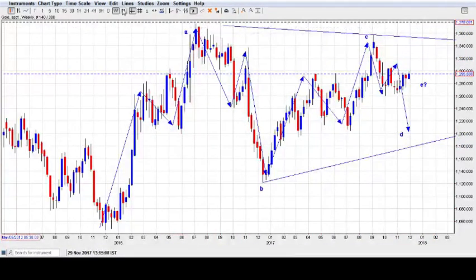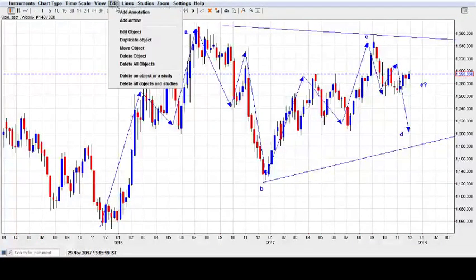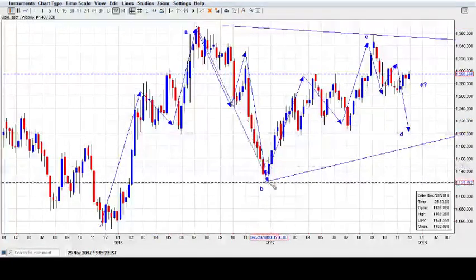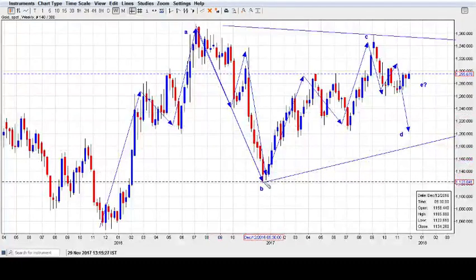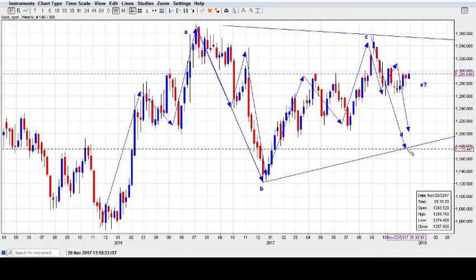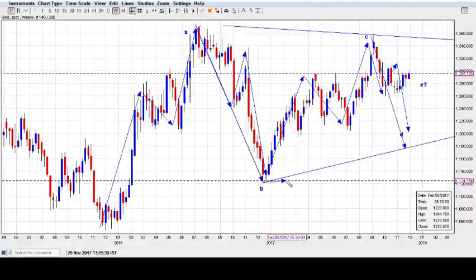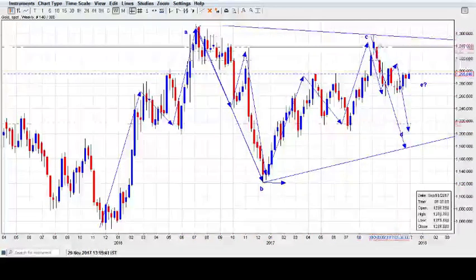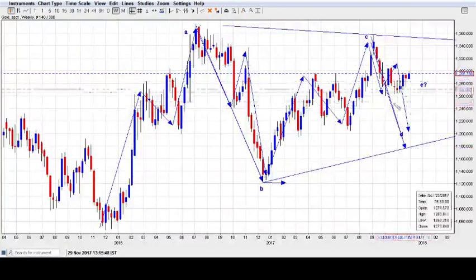Please remember the correlation for wave D would be with B and D. So that's a normal correlation. 61% of the distance traveled by wave B would be the actual wave D. You can just calculate the distance traveled by wave B multiplied by 0.618, and that's the distance we should get for wave D. That brings us to 1200.